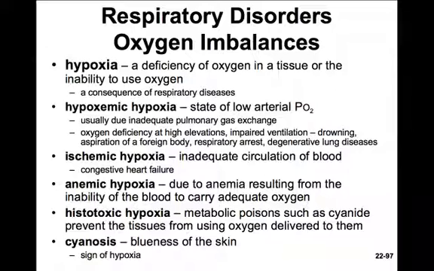Ischemic hypoxia is when we have inadequate circulation of blood. This can happen as a result of congestive heart failure. Anemic hypoxia is due to the inability of the blood to carry adequate oxygen. Histotoxic hypoxia results from metabolic poisons such as cyanide. These poisons prevent the tissues from using the oxygen, even if plenty of oxygen is being delivered to them. The condition of cyanosis is when we have blue skin. This is a big sign that hypoxia has come on.